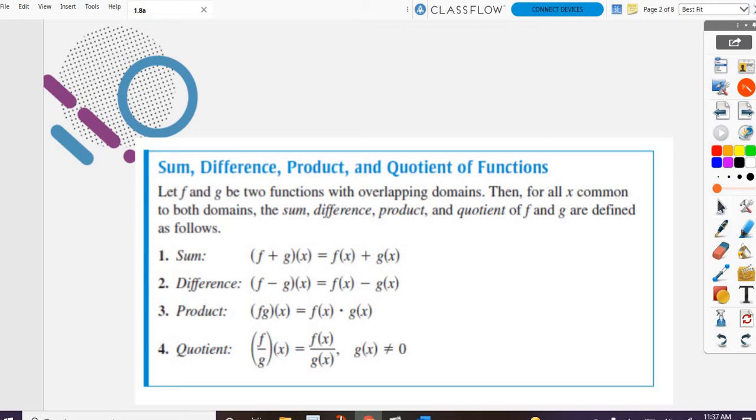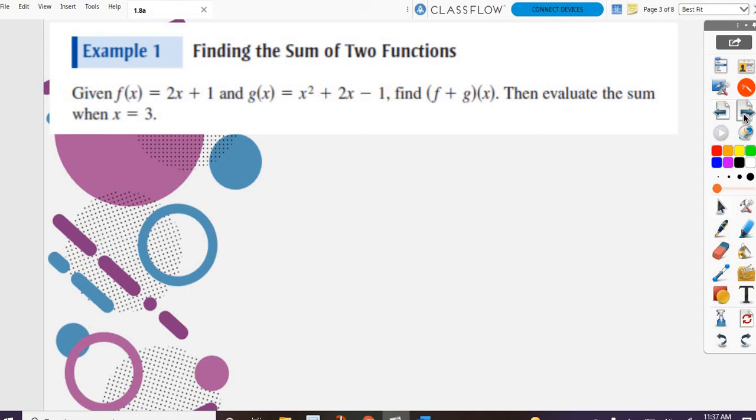So for the most part, for our adding and subtracting, it's going to end up being just combining like terms. Okay. So for our first example, they give us f of x equals 2x plus 1, and g of x equals x squared plus 2x minus 1. And they ask us to find f plus g of x. But like we just saw, f plus g of x is the same thing as f of x plus g of x.